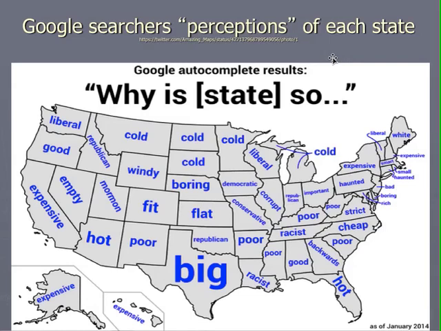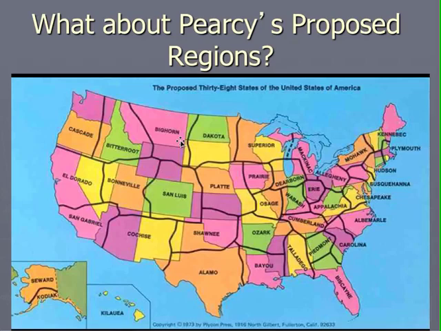So these are Google searches. These are perceptions of each state. So here in the United States, why is Texas so? Of course, the first thing that autocompletes is big. I think that probably makes sense. Here in New York, we have expensive. I would agree with that. Up here in the north, cold. Yep. Liberal. Yep. Expensive. Definitely agree with that for California. So just an interesting look at perceptions through Google.